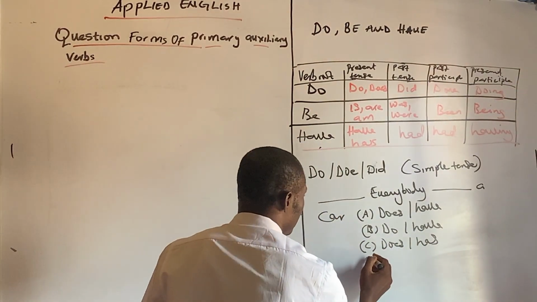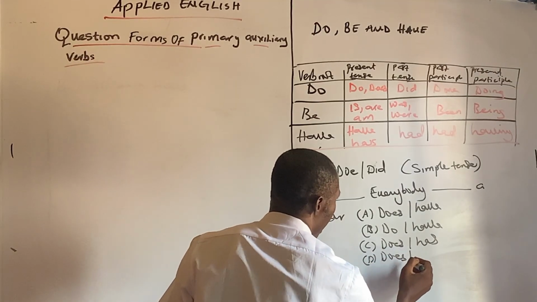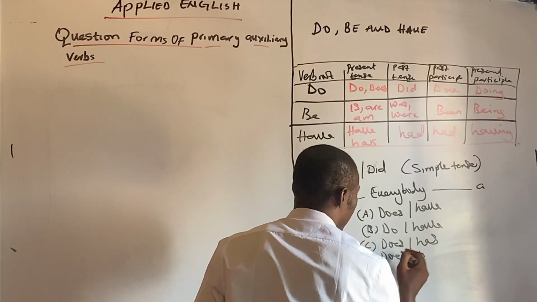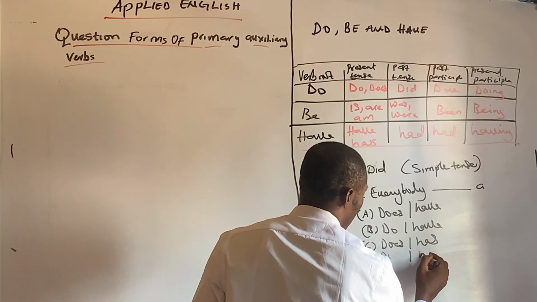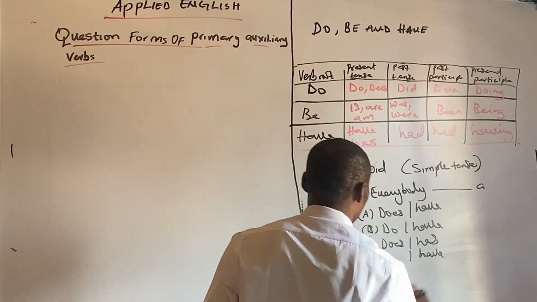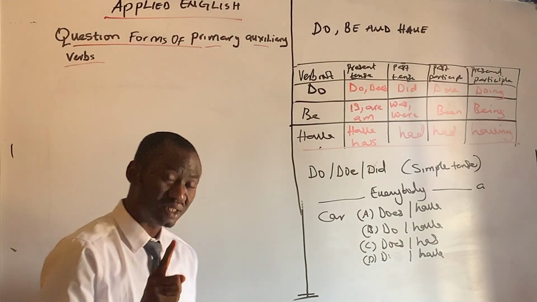Then we can also have D, do everybody has a car. So you have a lot of options there. All right, but one is the answer.